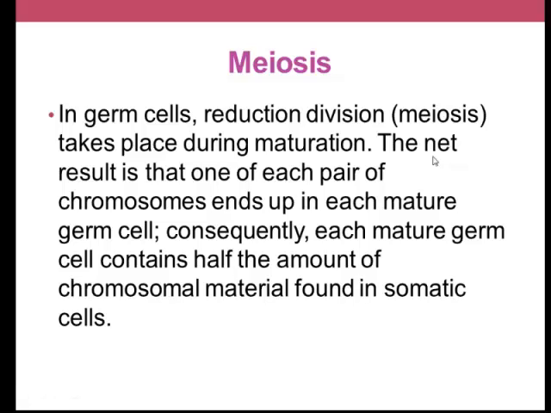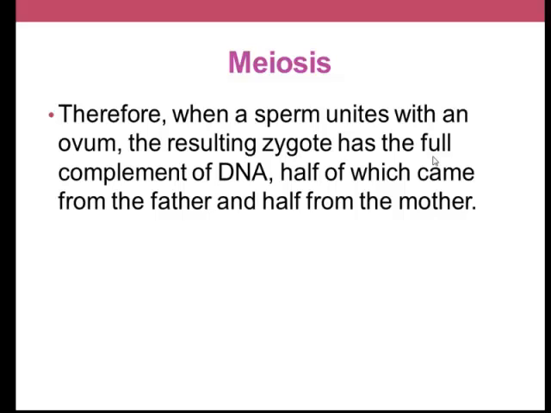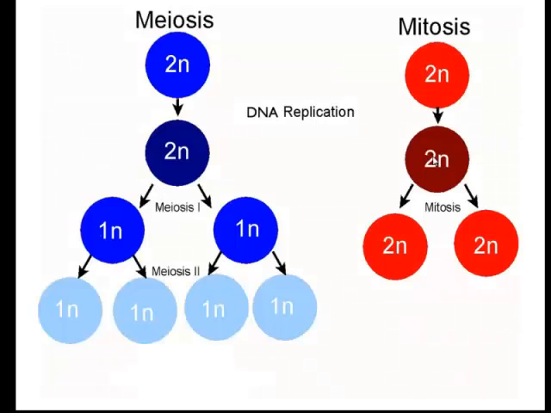Meiosis, on the other hand, occurs in germ cells. In germ cells, reduction division, or meiosis, occurs during the process of maturation. The net result is that one of each pair of chromosomes ends up in each mature germ cell, and so each mature germ cell will contain half the amount of chromosomal material found in somatic cells. Therefore, when sperm unite with an ovum, the result is a zygote with the full number of chromosomes, or the full complement of DNA, half of which comes from the father and the other half from the mother.